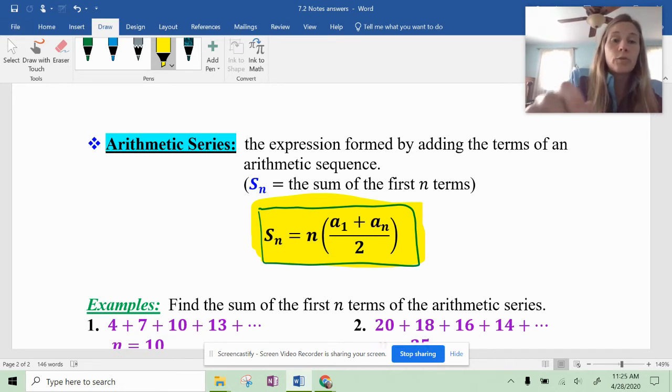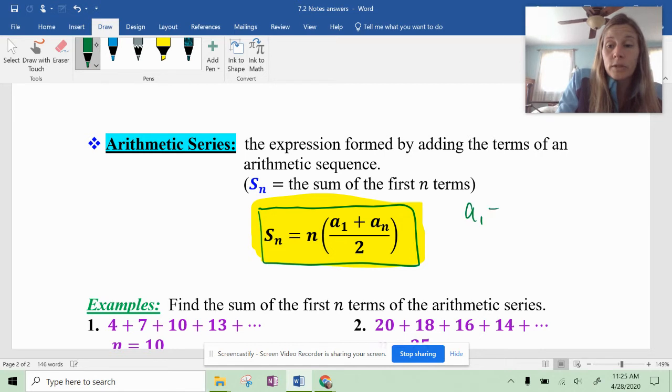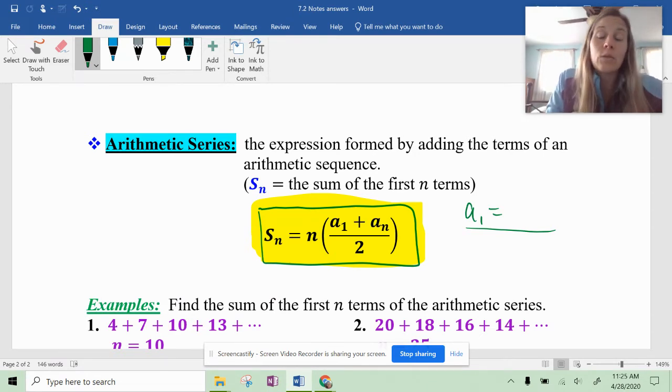So you would need a few pieces of information. You need to have your a sub 1, which is the first term. That does not change. That's going to be the same for the sequence. Whatever sum you want to find, let's say you want to add up the first 10 terms, or the first 20 terms, or the first 900 terms, your a sub 1 is going to be the same no matter what.